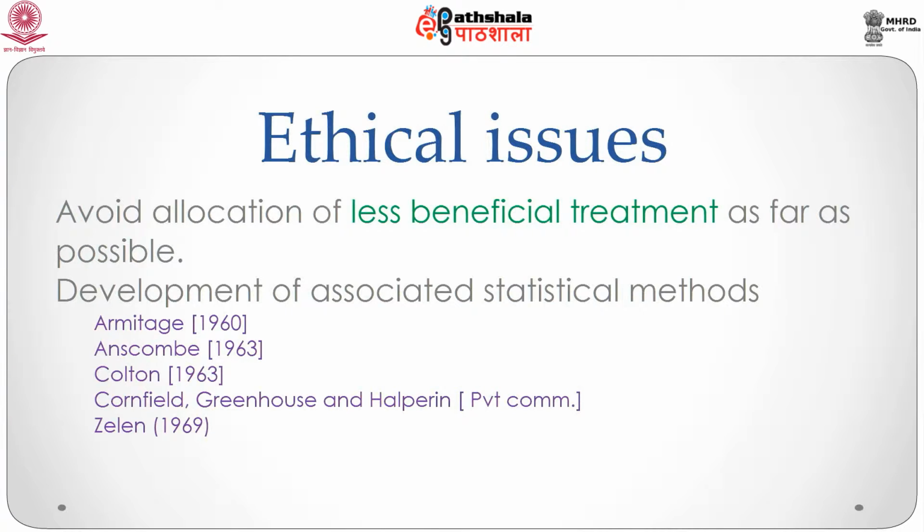An additional ethical issue which arises in clinical trials over and above the usual goal of determining treatment efficacy is to avoid allocation of the less beneficial treatment as far as is possible. This is a goal which has been studied in the literature, and I have given you some details of this in the previous module. So some of the related references are Armitage, 1960, Anscombe, 1963, Cornfield, Greenhouse, and Halperin, and finally, the paper by Zelen in 1969, which introduced the Play the Winner, or PWR, and Modified Play the Winner, or MPWR, rules. We have discussed the two rules of Zelen in detail in the previous module.